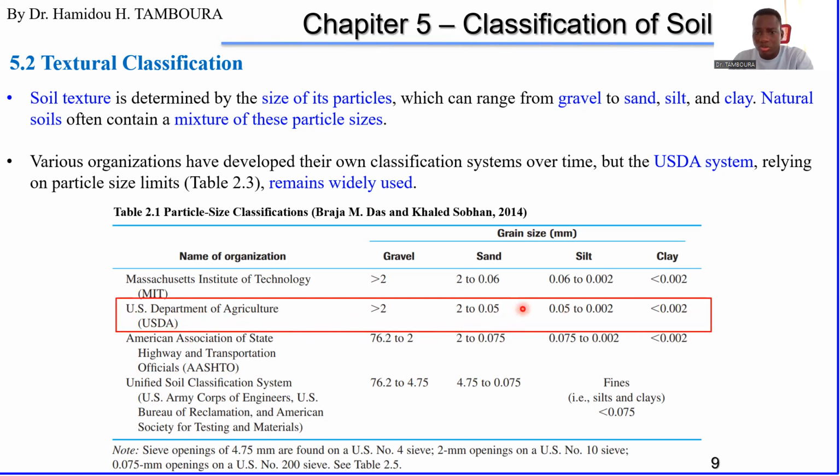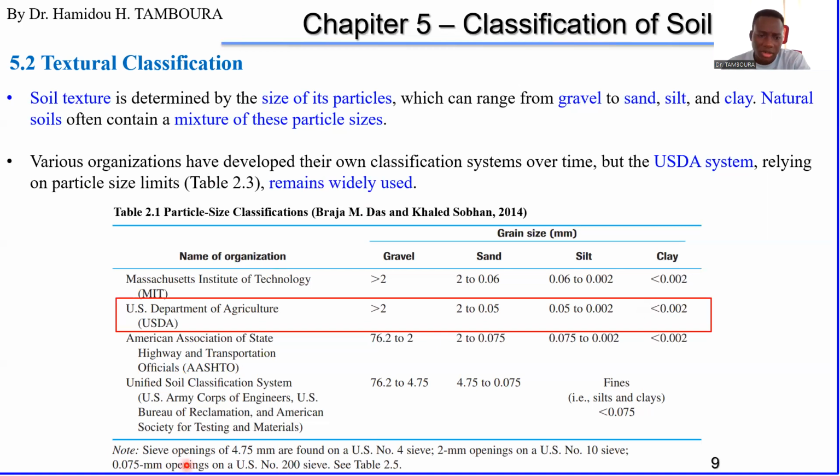So in this classification, all soil that has a particle diameter higher than 2 millimeters is classified as gravel. Between 2 and 0.05 millimeters, sand. From 0.05 to 0.002 millimeter, silt. And smaller than 0.002 millimeter in diameter is clay.